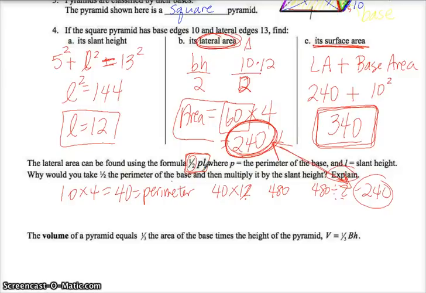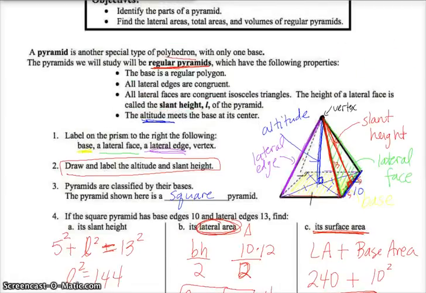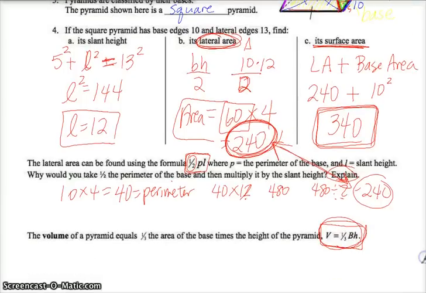Okay, the volume of a pyramid equals 1/3 the area of the base times the height of a pyramid. So volume, remember, is 3-dimensional. If we filled up this pyramid, it would be all the space inside the pyramid. The surface area is if you painted it or covered it in wallpaper or paper, that would be the outside area. Nothing inside. Volume is everything inside. So how do you find the volume?